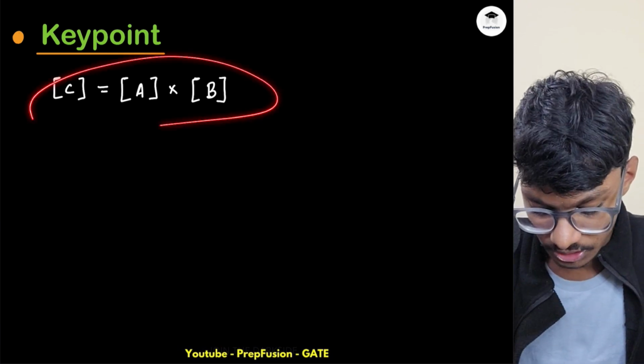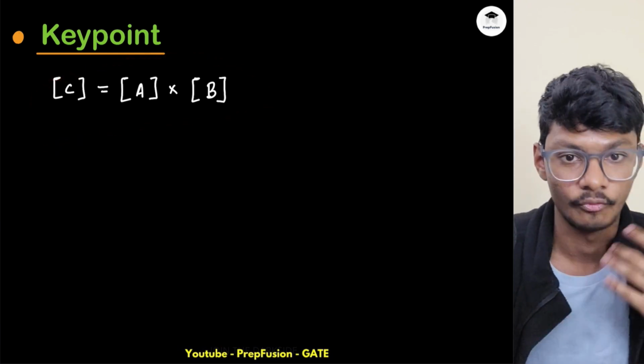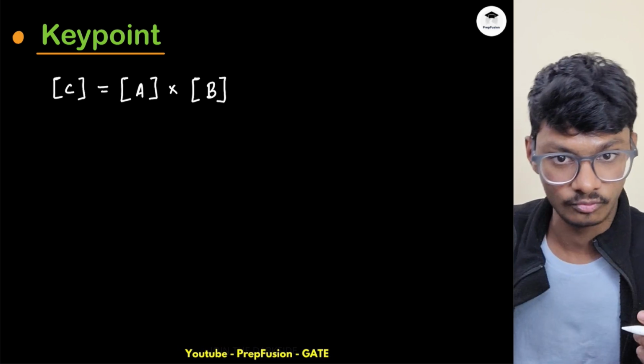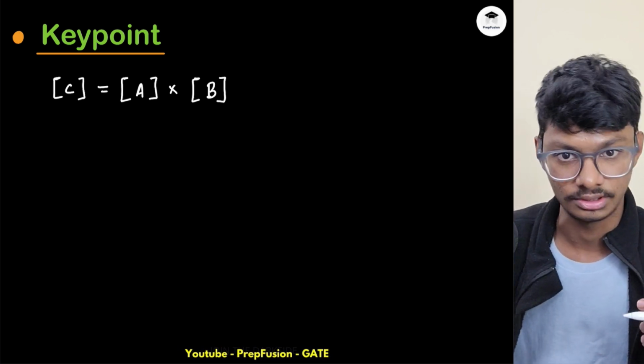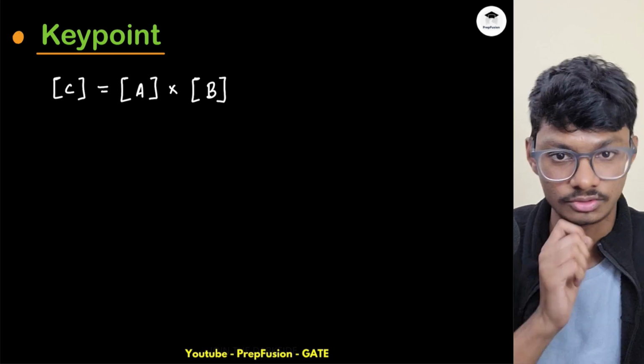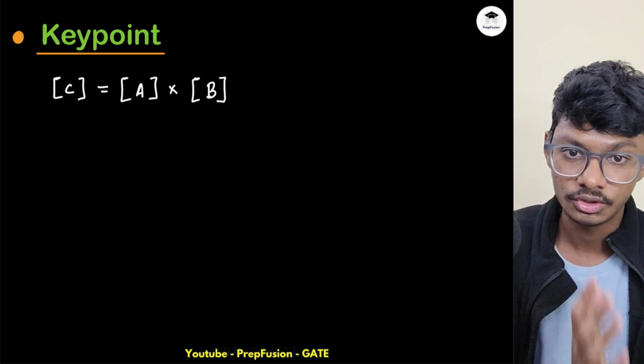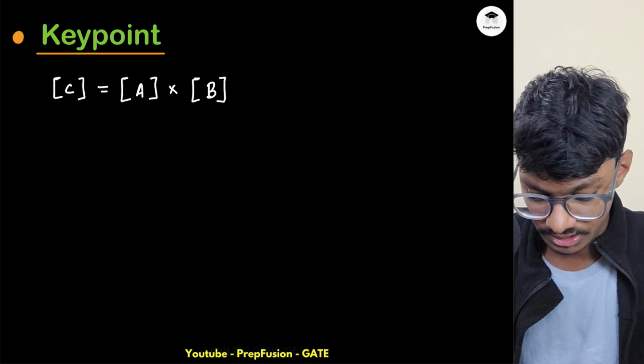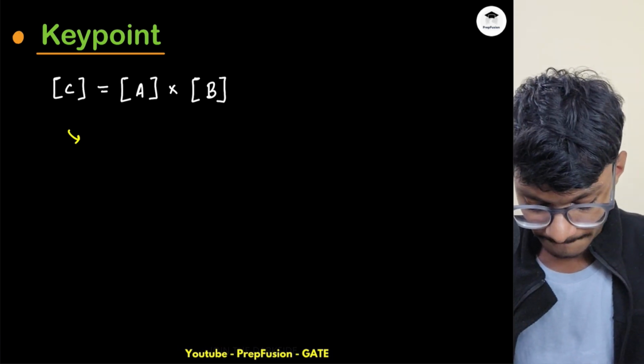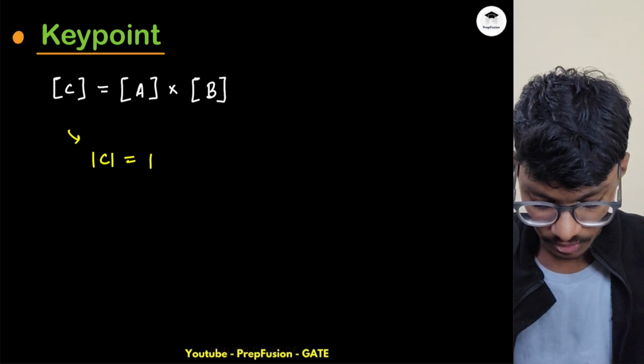So if C is equal to A cross B, then what about the relationship between the determinants? I told you the relationship for addition in the determinant case. Let's do it for multiplication. Here, there is a sure-shot relationship. So what is the relationship? The determinant of C will be equal to the determinant of A times the determinant of B.